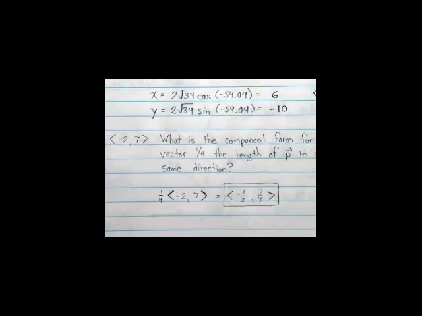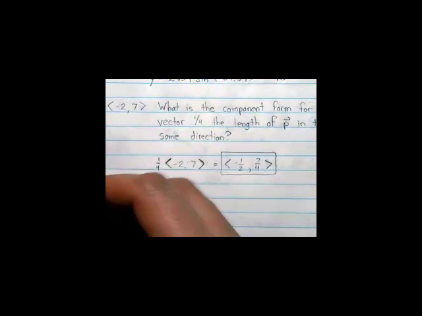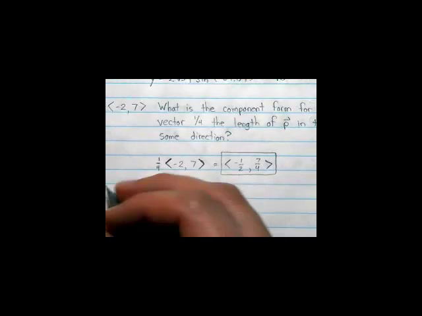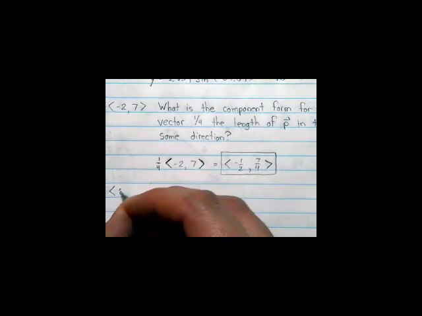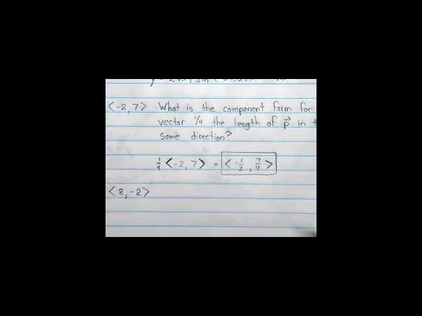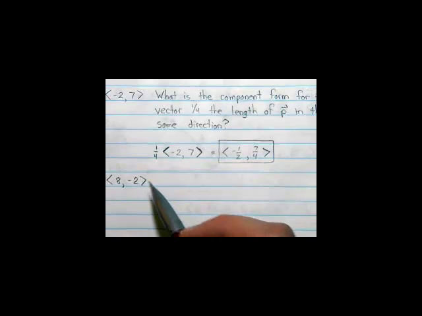Okay. All right. One last question for you for today. And let's see if you can do it. I'm going to take this idea and make it a little different. Let's use Q. So let's say vector Q is 8, negative 2, and I would like you to come up with a component form of a vector in the same direction as Q, but its length is 1.